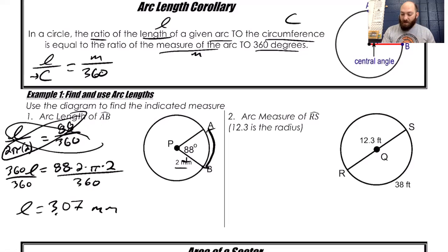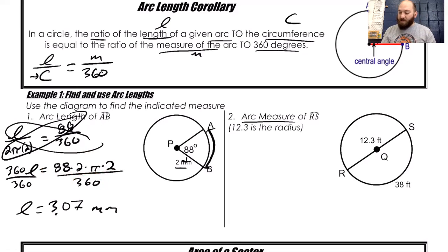Now, if you don't do that as one step, then you need to do it as multiple steps. Then I would say make sure you do all the multiplication first. Do the 88 times 2 times pi times 2. Then you take that number and divide by 360. All right? Okay.